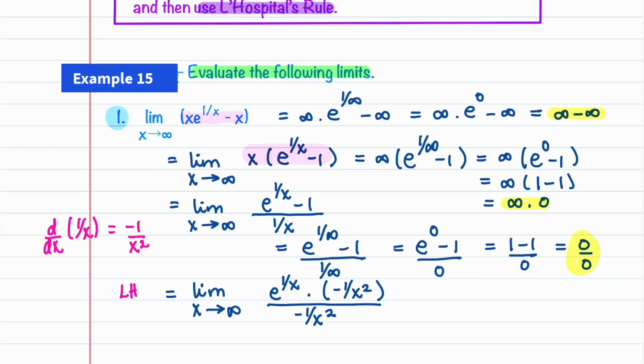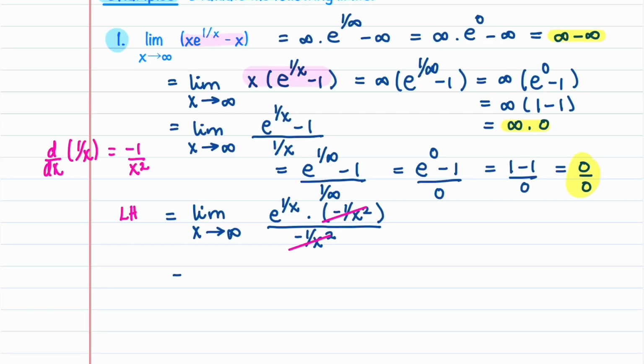One thing that is really nice with this problem is that the minus 1 over x squared cancel out, and so we're just left with e to the 1 over x. This is the limit as x goes to infinity of e to the 1 over x. Now we let x go to infinity, so this is e to the 1 over infinity, which is e to the 0, and this is equal to 1, so the value of our limit is equal to 1.